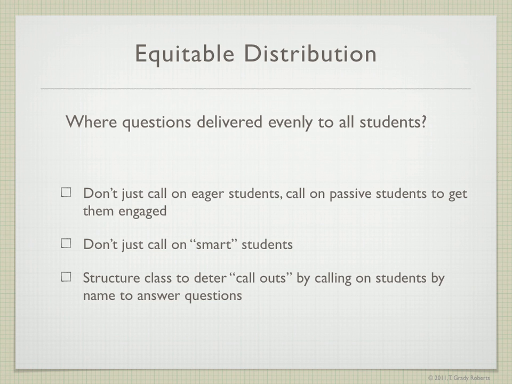You don't just want to call on the smart students that you know will know the answer. You want to call on all students to get all the students involved. And you want to structure your class to deter call-outs, where students just give the answer without raising their hands. You want them to raise their hands so they can be called on. That way you can be sure that all the students are thinking about the answer to the question. My experience has been that novice teachers tend to allow just a couple of students to respond to questions, so I would challenge you to really think about your question distribution and work to get all students involved in the process.